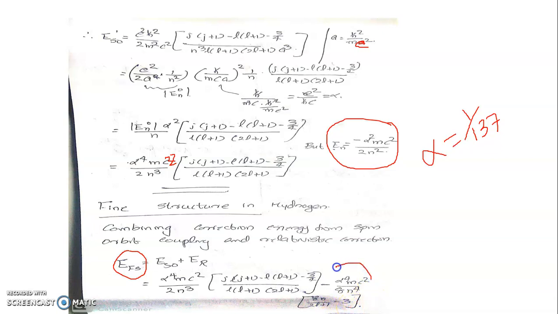So let me take this quantity as a common parameter, alpha raised to 4 mc square by 8n raised to 4. So this quantity will be remaining in the second term. But in this term I have only alpha raised to 4 mc square by 2n cube. So I'll have to multiply the denominator by 4n, so that I will have to multiply all the three quantities in the numerator also by 4n, so that I could take this quantity as a common factor. Let me take it out.